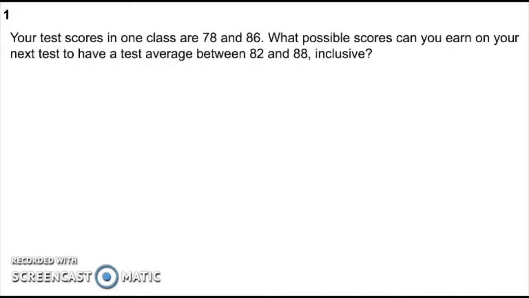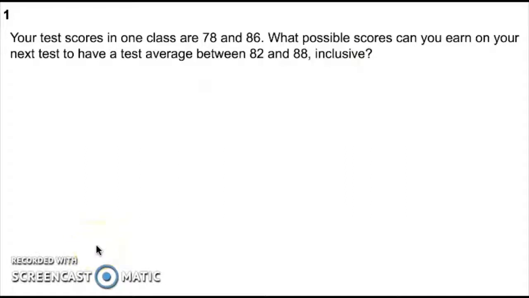Number 1. Your test scores in one class are 78 and 86. What are possible scores you can earn on your next test to have a test average between 82 and 88 inclusive? Now, inclusive means that 82 and 88 could be possible test scores. It means it includes them. Notice inclusive sounds like include.